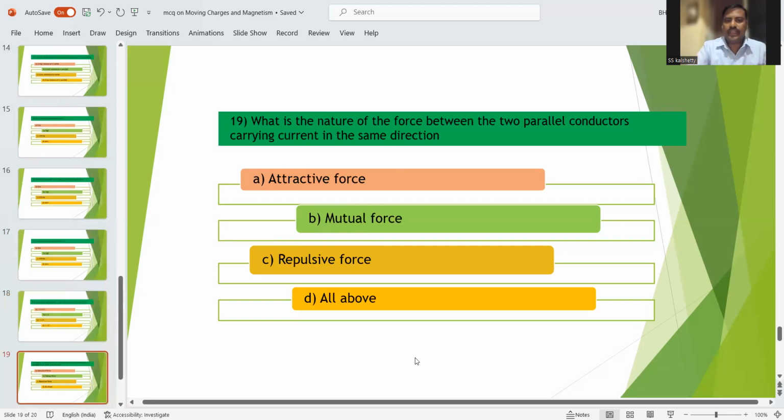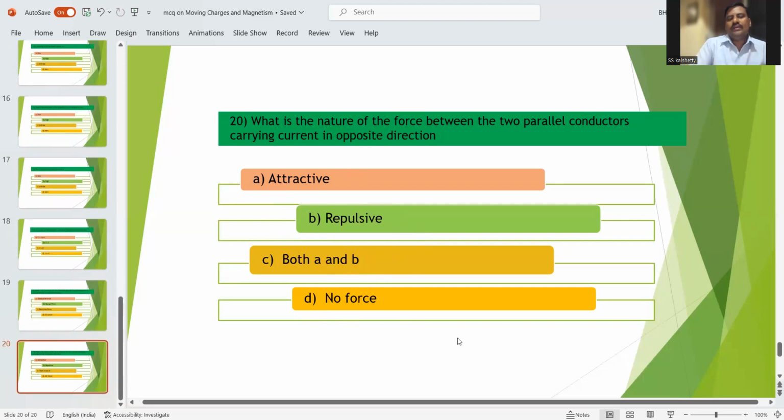Now see the 19th question. What is the nature of the force between two parallel conductors carrying current in the same direction? It is an attractive force. So option A is the right answer. The other options are mutual force, repulsive force, all of the above. For currents in the same direction the force is attractive; for opposite directions, it is repulsive. If that question comes, we'll discuss it.